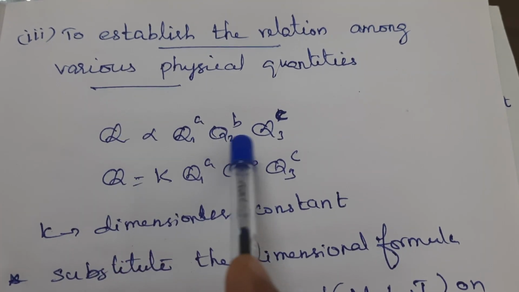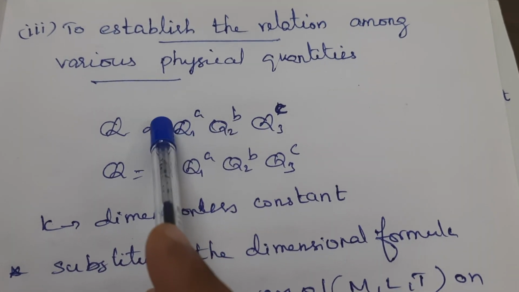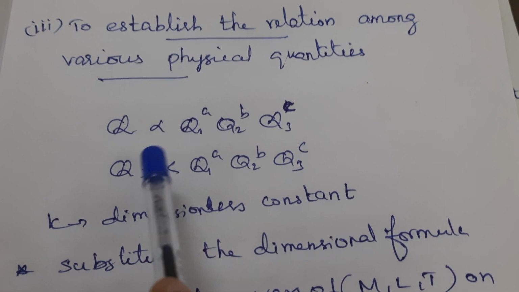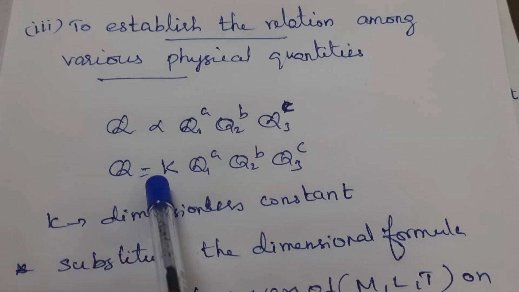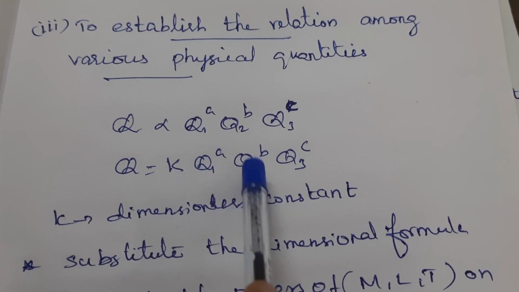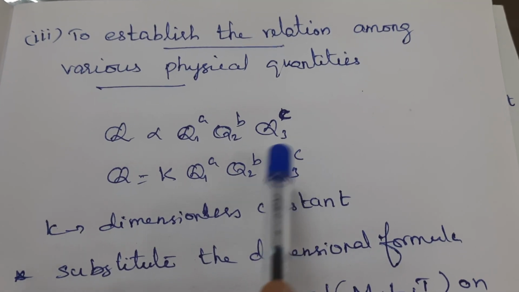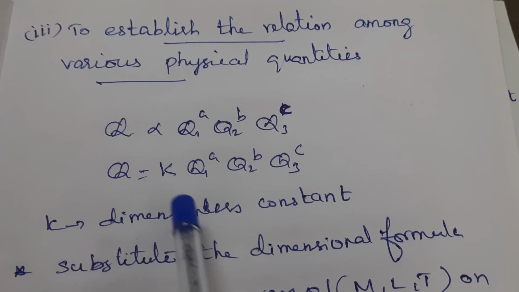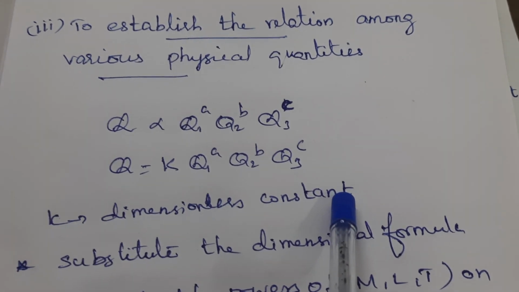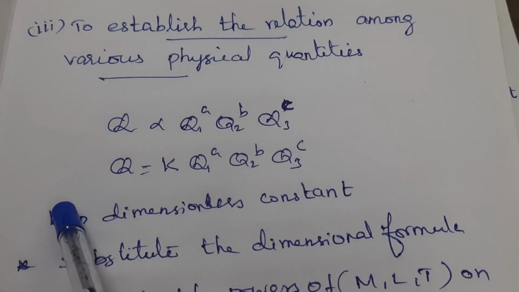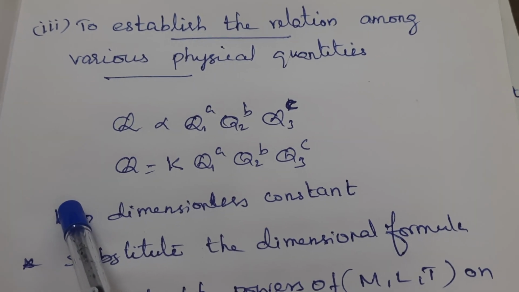So in order to find the relation, we have to frame the formula. So proportionality can be removed. We can write Q is equal to K, Q1 power a, Q2 power b and Q3 power c. Actually, K is a dimensionless constant. The value will be given from the experiment. Constant value.